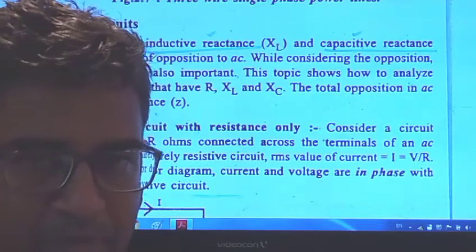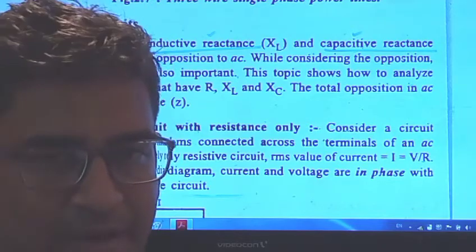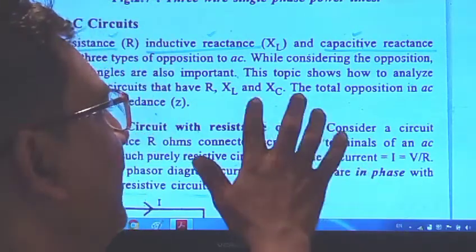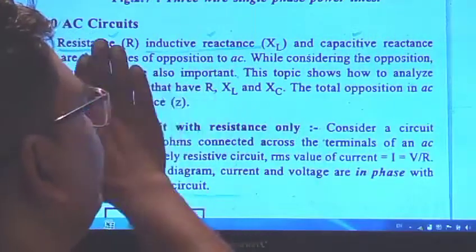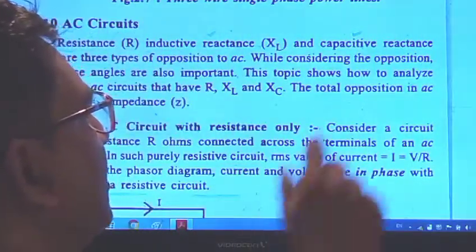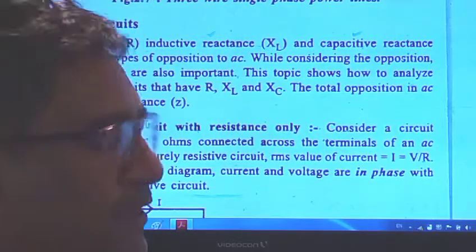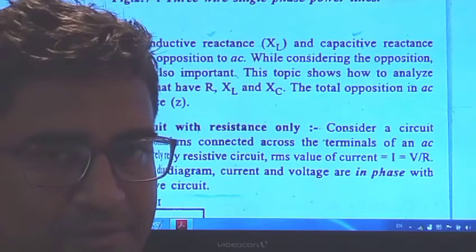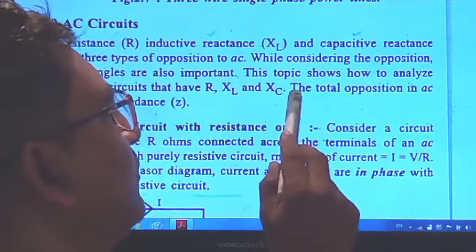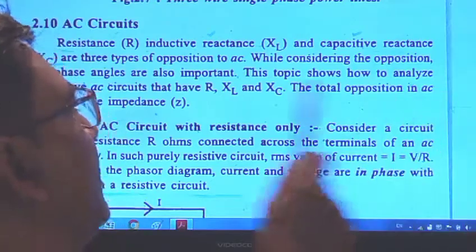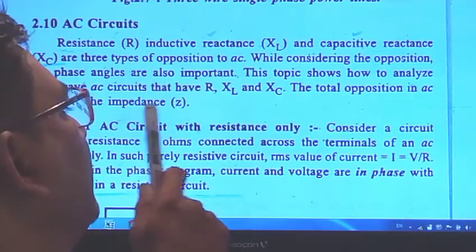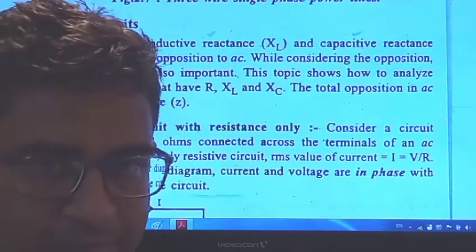The topic is sine wave analysis with R, XL and XC. Okay, these are XL and XC. The total opposition of an AC circuit is nothing but the impedance. As you have learned, the total opposition in an AC circuit is the impedance, that is Z.